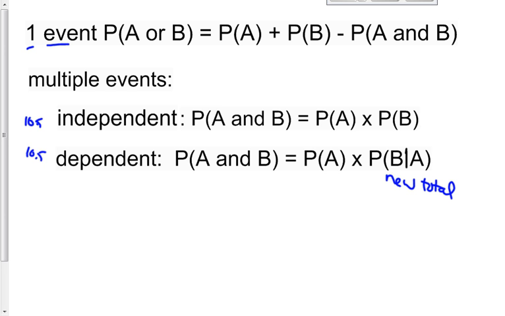Okay, so that's just a review of your three formulas that we've had lately. Make sure you have all of these on your cheat sheet, and in your notes you'll be referring to them quite often. Okay, that's it for today.